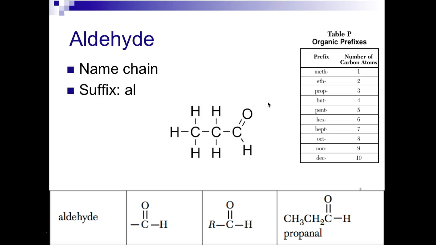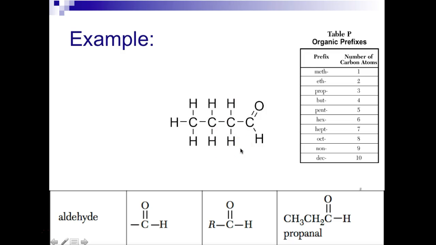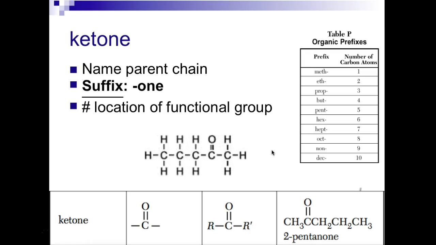If it's an aldehyde, you're going to name the chain, then add "al" at the end. An aldehyde is this C double bond O, H group at the end. So in this example, we're going to have butanal. It's a 4-carbon chain with that C double bond O, H at the end, so that's butanal.